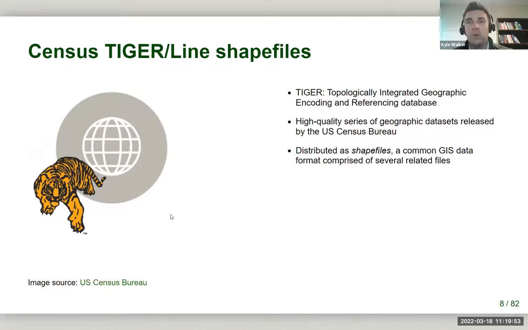And the Census Bureau also makes available to us, the public, for free, TIGER line shapefiles, which are a common geographic information systems data format that can be used in a variety of different software applications like R.